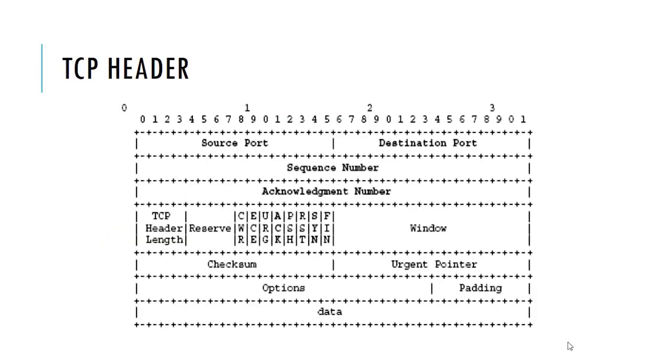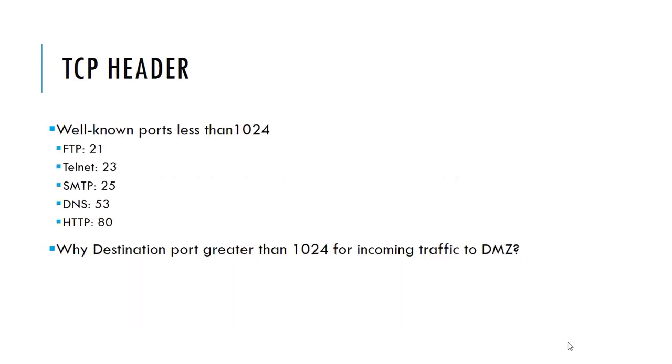Look at the TCP header. We have so many fields in the TCP header. Let's focus here on the flags of the TCP header. Let's recall that we have FTP working on port number 21, Telnet on port number 23, SMTP port number 25, DNS port number 53, HTTP port number 80.